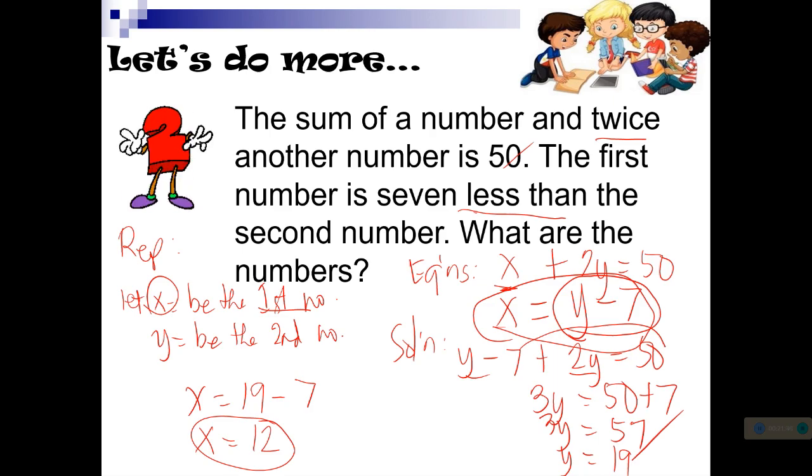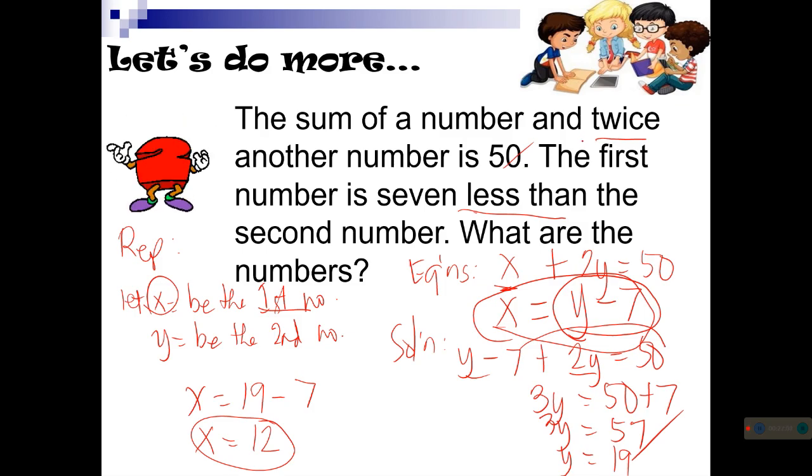On the second statement, the first number, so our first number is x, so that is 12. Is 7 less than the second number? Mas maunti siya sa second number ng 7. So, 19 ang pangalawang number. Kaya ang 12 ay mas maunti ng 7 kaysa sa 19.